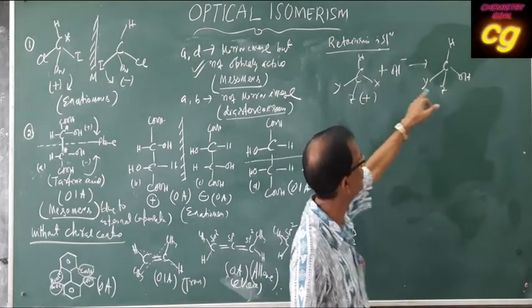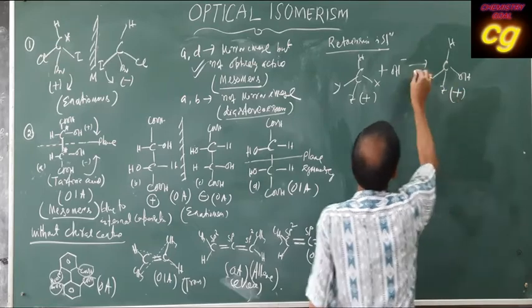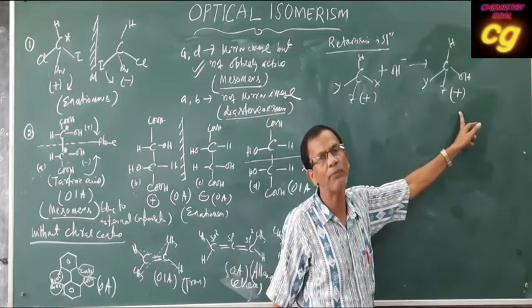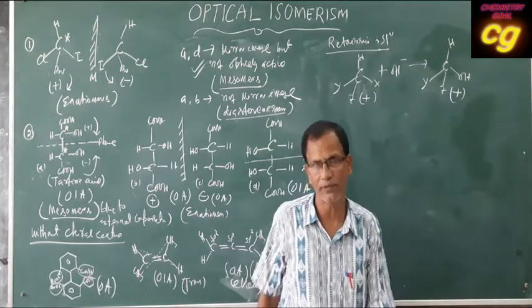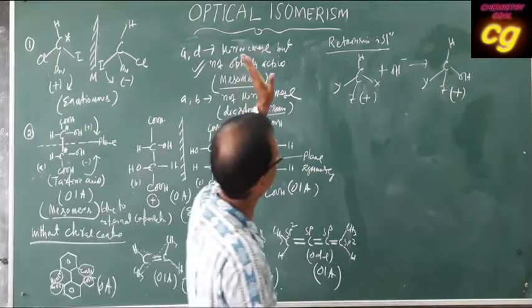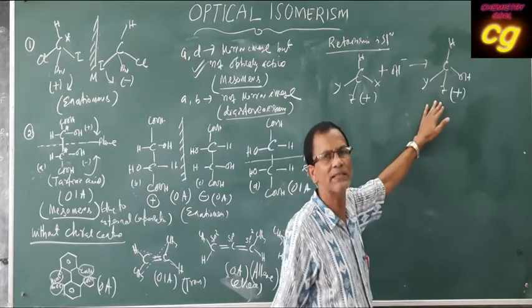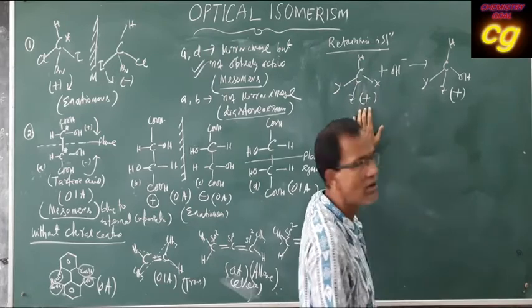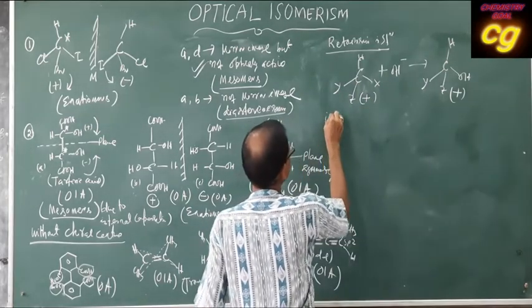In place of X, OH is attached, so it will be plus. After reaction with OH minus, the same type of configuration is obtained. That is called retention. Retention means the same stereochemistry remains. The stereochemistry of the product remains the same as the reactant. That is retention. What is an inverted product?